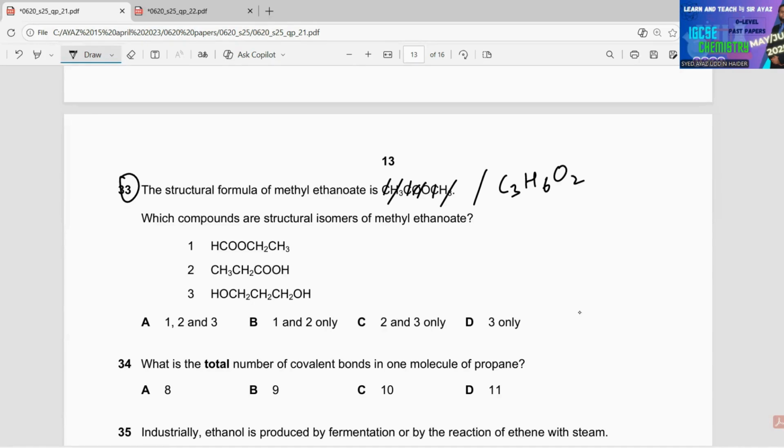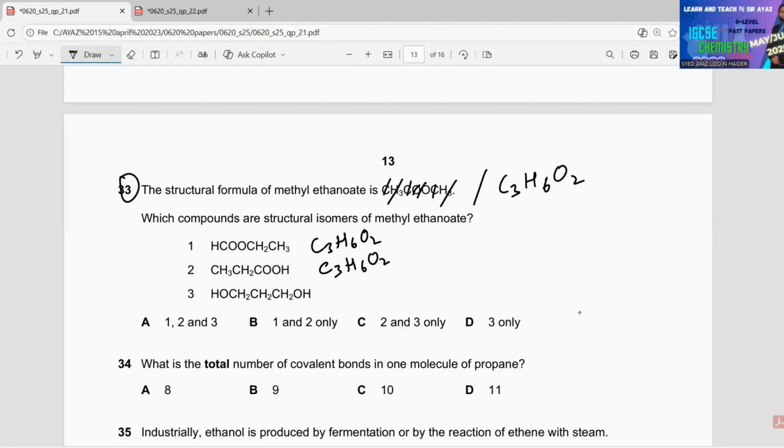HCOOCH2, CH3. We have how many carbon? 3 carbon, yes. Hydrogen, 6, yes. Oxygen 2, yes. What about number 2? C3, yes. Hydrogen, 6, yes. Oxygen 2, yes.